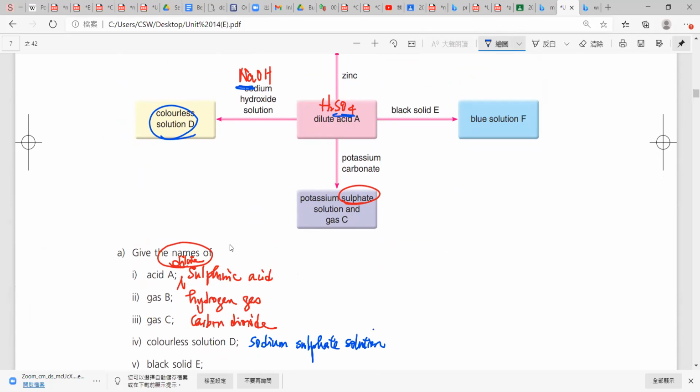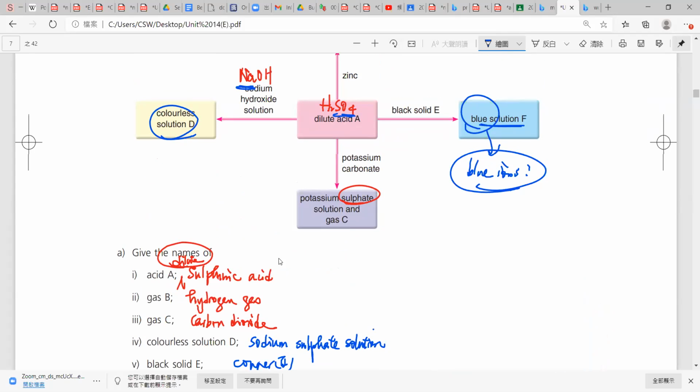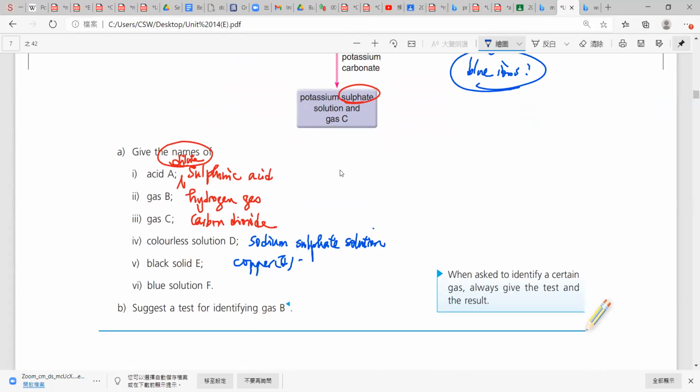How about the black solid E? Copper oxide. Yep, good. Before that, how do we know this is copper oxide? How? Blue solution. Yep, blue solution. There must be some blue ions, right? So it is copper(II). No other cases, right? It's copper(II) ions. But of course, why is this sulfate? It's because the acid is sulfuric acid. So the anion comes from the acid part. Of course, this one is sulfate. Copper(II) sulfate solution.